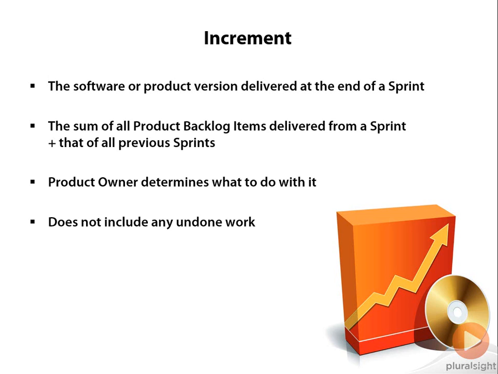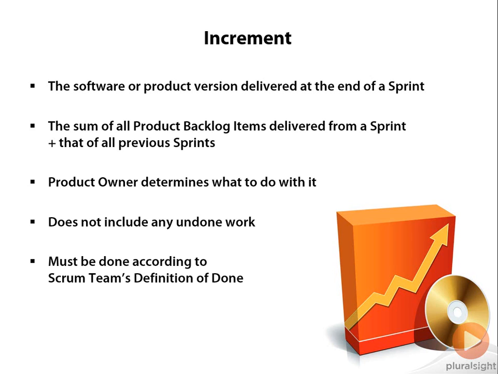And in order to ensure that no work is left undone, the Scrum team must have a definition of what done is. We'll certainly be talking more about the definition of done. For now, think of it as a checklist of items that must be true before we can call a feature done and present in an increment.